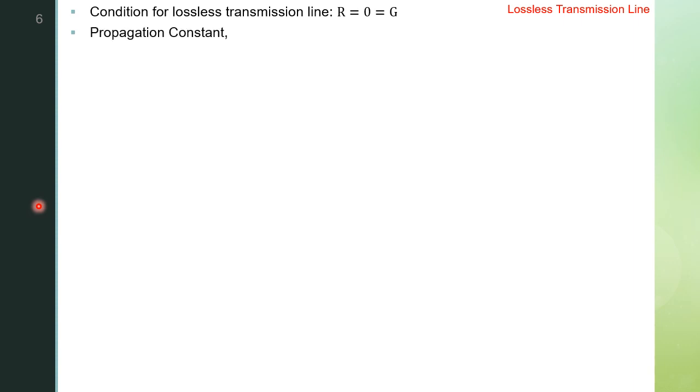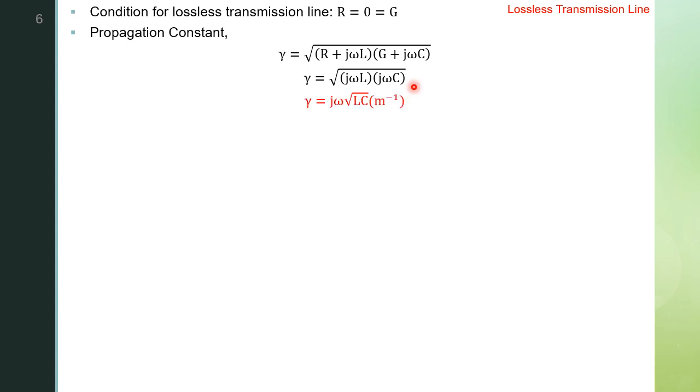transmission line. When you consider the propagation constant, the expression is gamma is equal to root of (R plus j omega L) into (G plus j omega C). When you consider this expression, the value of R and G is 0. So what will happen? Gamma will become root of j omega L into j omega C. When you take the square root, gamma equal to j omega root of LC. And the unit of propagation constant gamma is meter inverse.